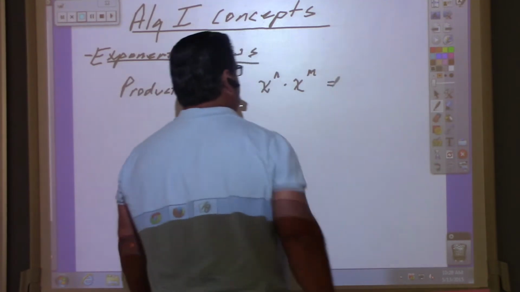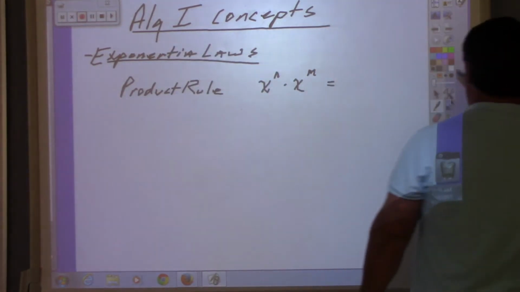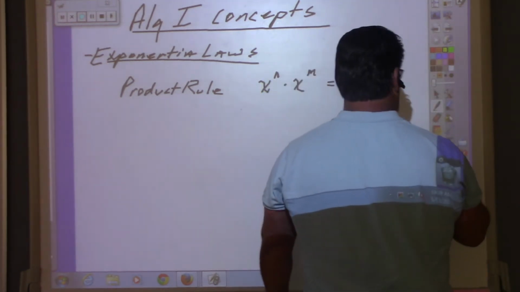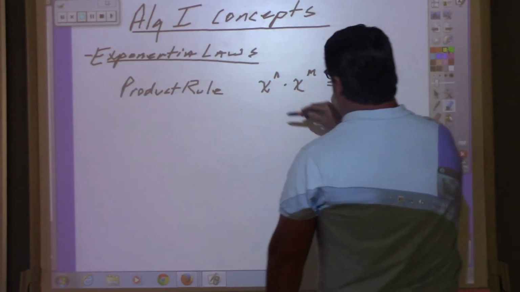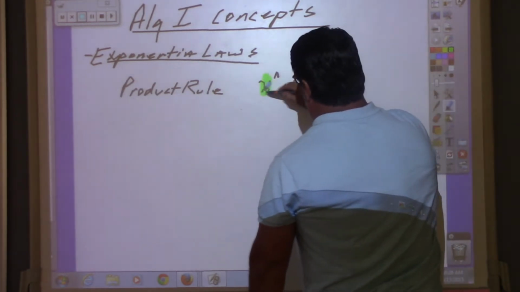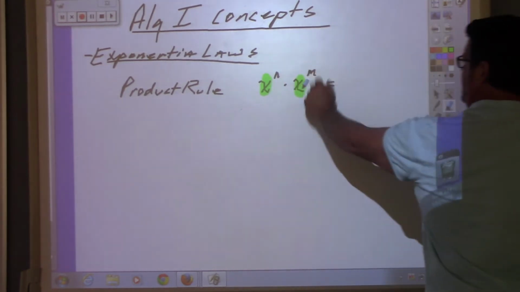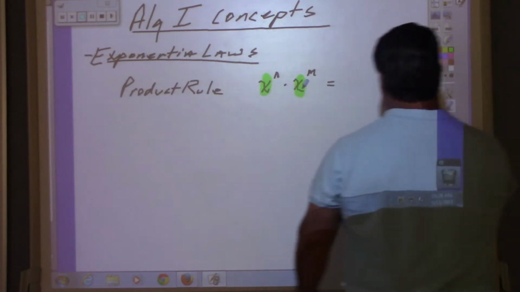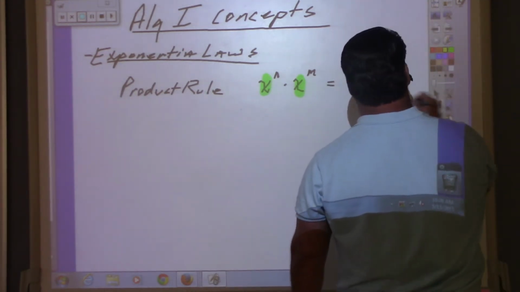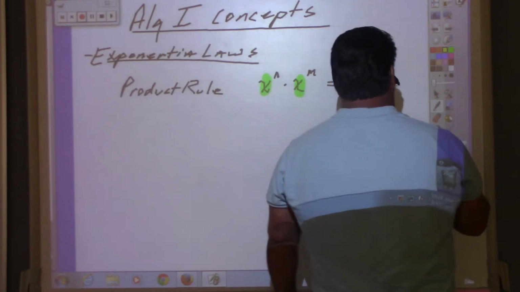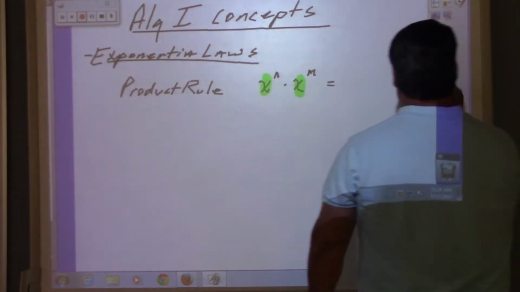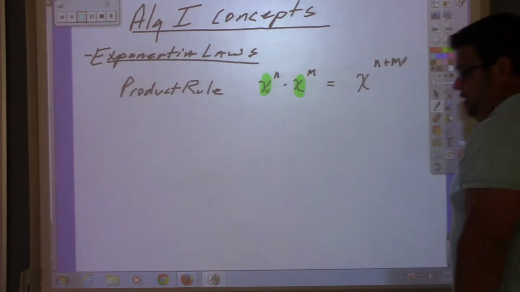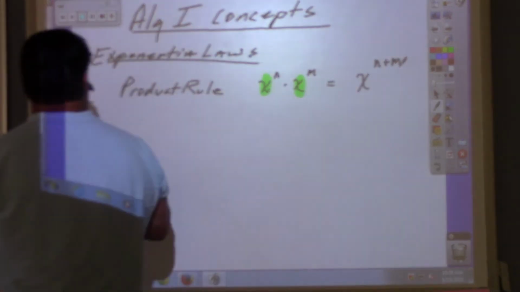And what you do when you have the same base, let's take our handy dandy highlighter. Oops, that's not right. It's not doing what I want it to. There. Same base, different exponents, and we're multiplying these bases. What do you do to those two exponents? Yeah. Add them together. Good job. Okay, I'm going to quit and let y'all come up here and teach. x to the n plus m. Okay. Quotient rule.